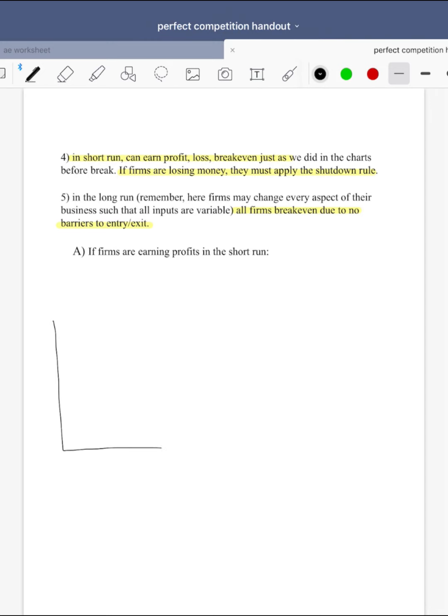Now, if firms are losing money, they should apply the shutdown rule. In the notes we talked about the shutdown rule, meaning that if you can cover your variable costs, then you should continue to operate. But if you cannot cover your variable costs, you should shut down.